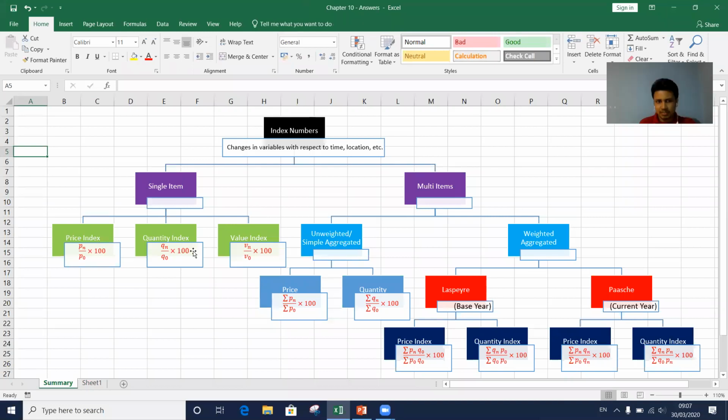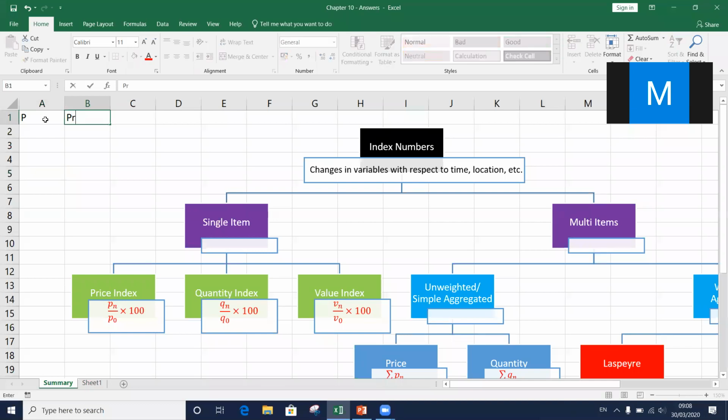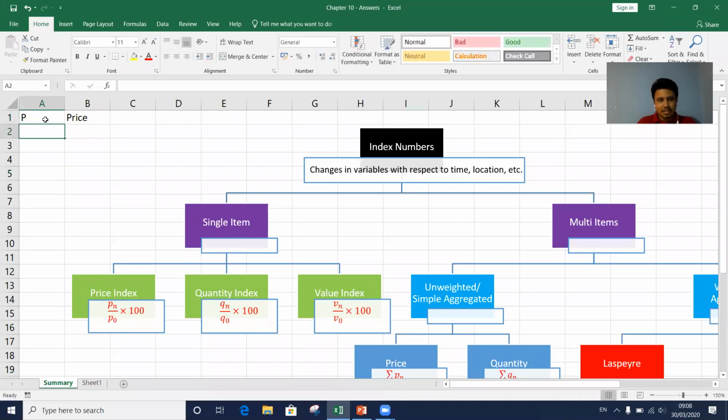Yes, it has been multiplied by 100. Right. What is the other thing? If I zoom it out here, Pn divided by P naught, Qn divided by Q naught, Vn divided by V naught, always n divided by naught, right? P, what does it stand for? P stands for price. Q stands for here quantity.